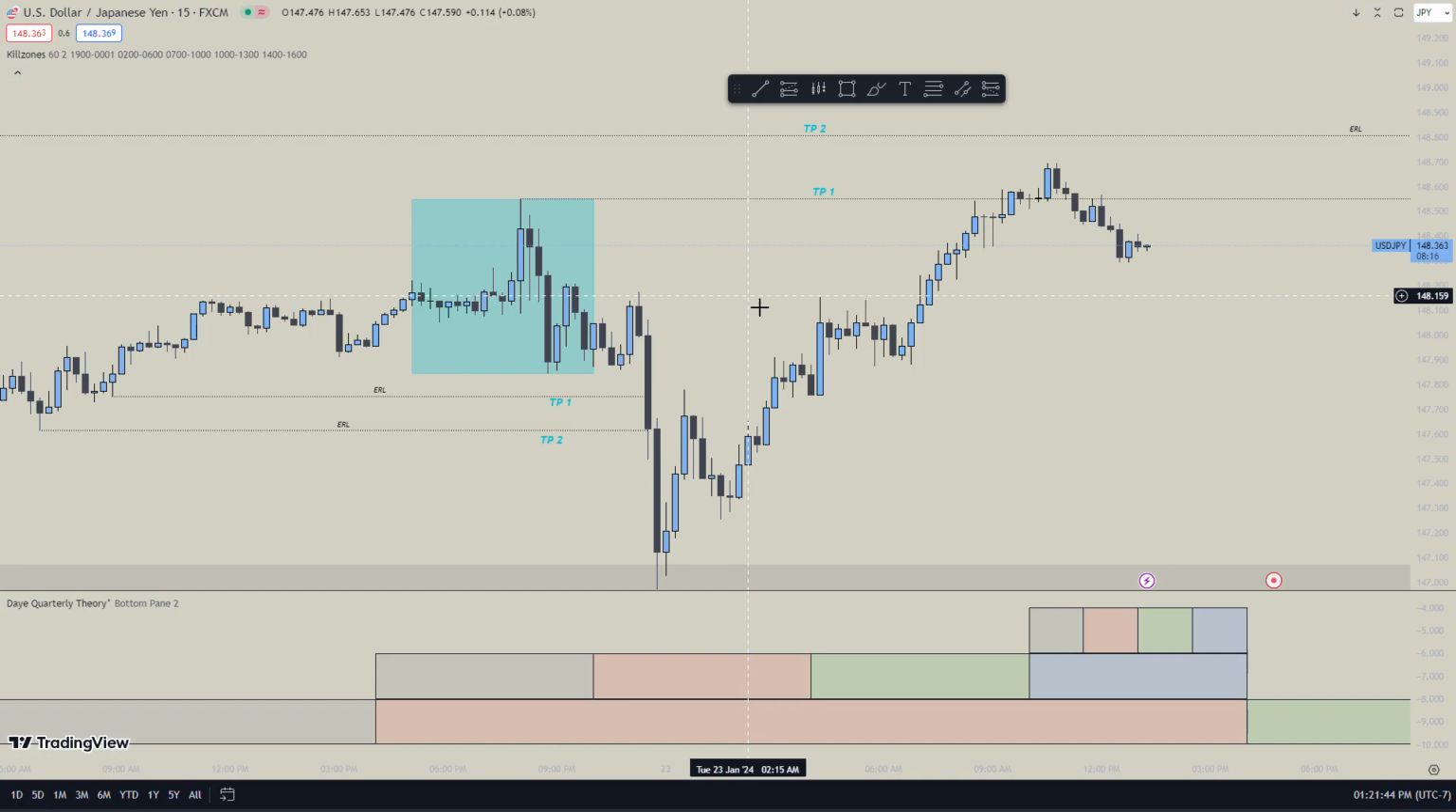You can have a way higher win rate, and that's why my win rate is at 90%. I've noticed that with all these add-ons and confirmations on the side, I am able to win a lot of my trades.